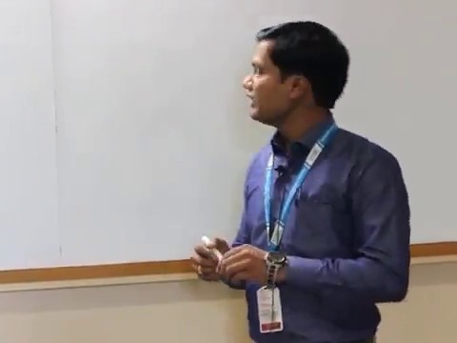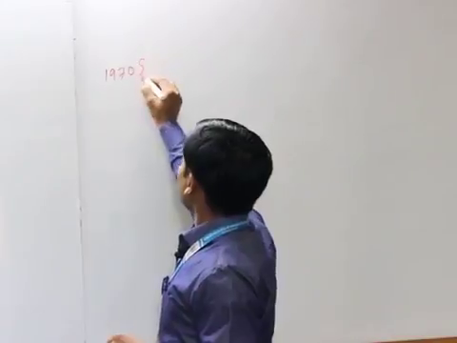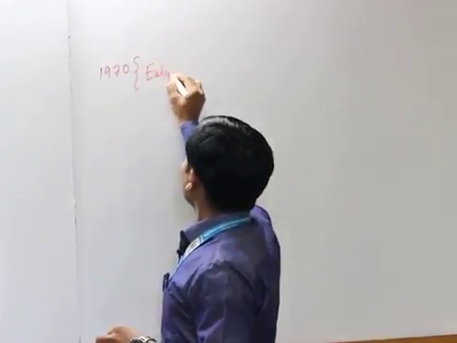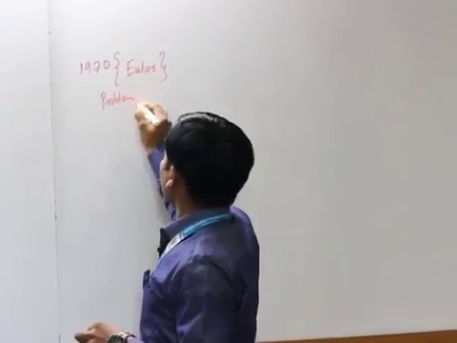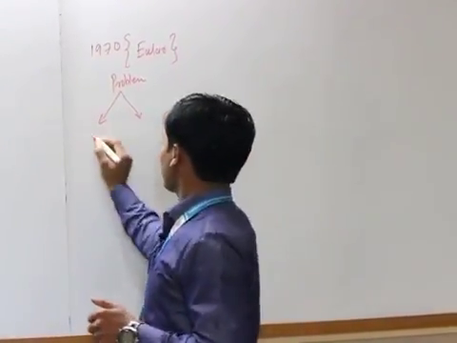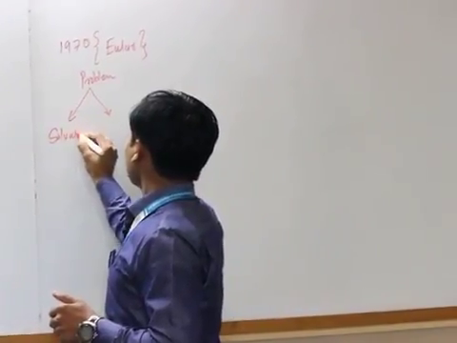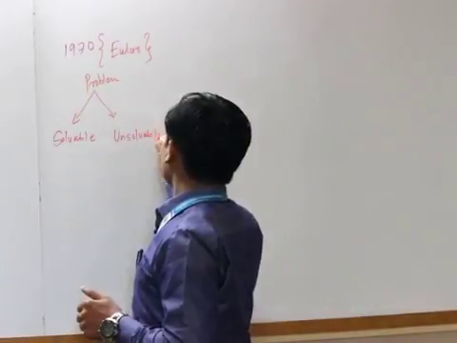The problem concept came into the picture in 1970. What happened in 1970? The scientist named Euler introduced a concept called a problem. Problems have two types. The first one is the solvable problem and the second one is the unsolvable problem.